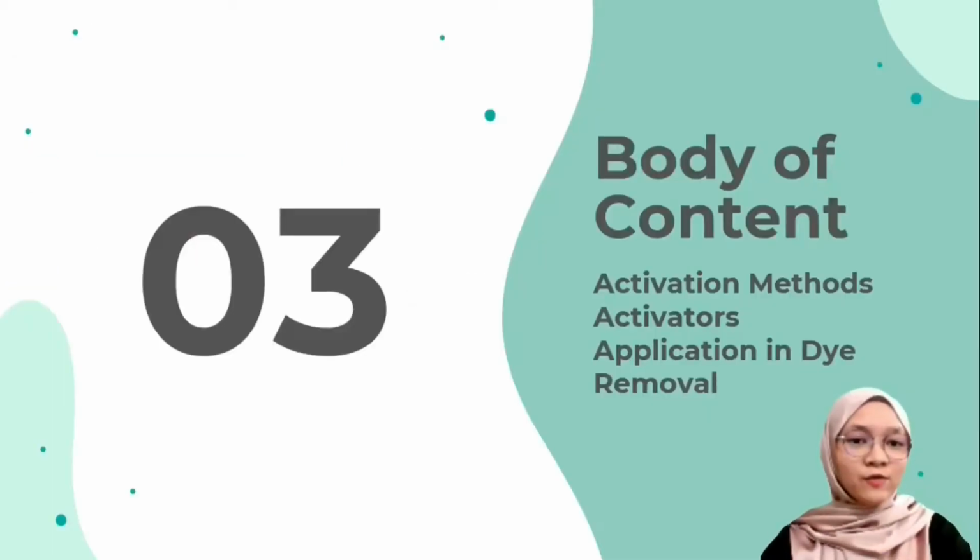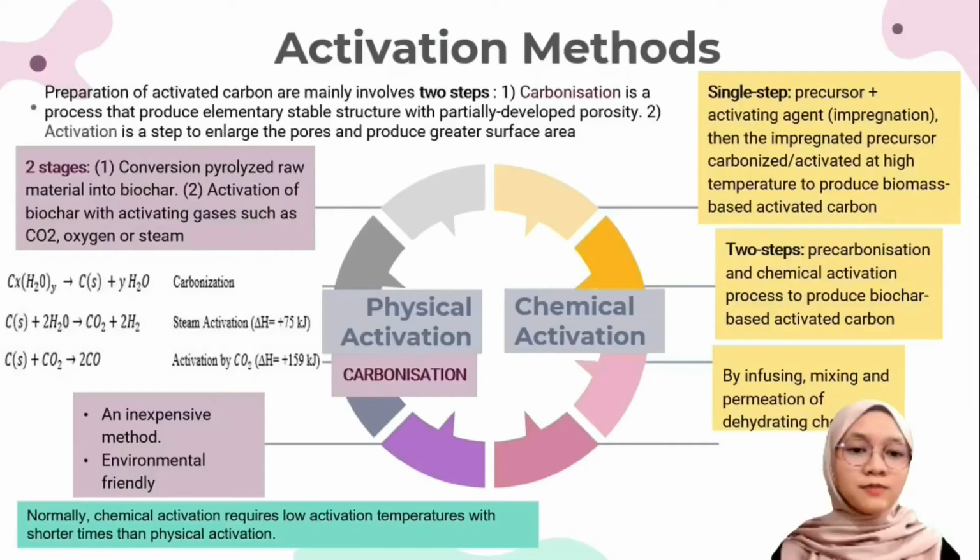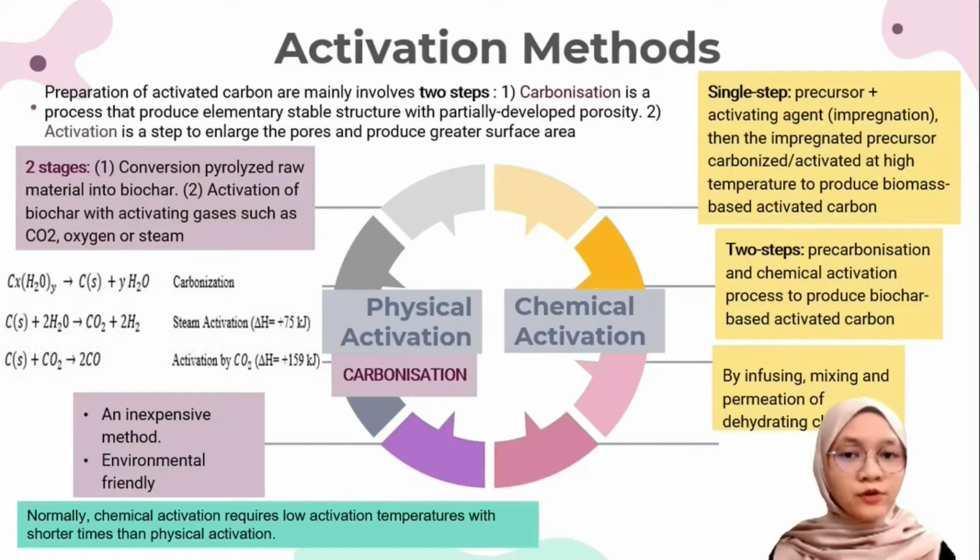Now let's move on to body of content, where I will explain briefly on activation methods, activators, and application in dye removal. Preparation of activated carbon mainly involves two steps, which are carbonization or pyrolysis and activation. Carbonization is a process that produces an elementary stable structure with partially developed porosity, while activation is a step to enlarge the pores and produce greater surface area.